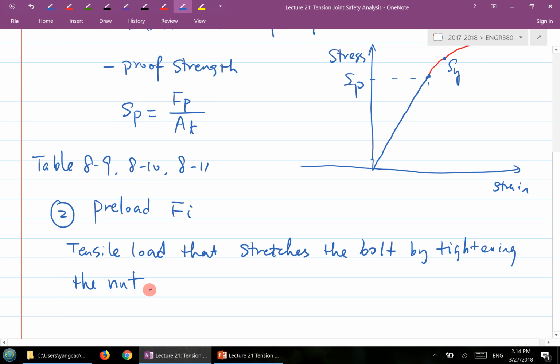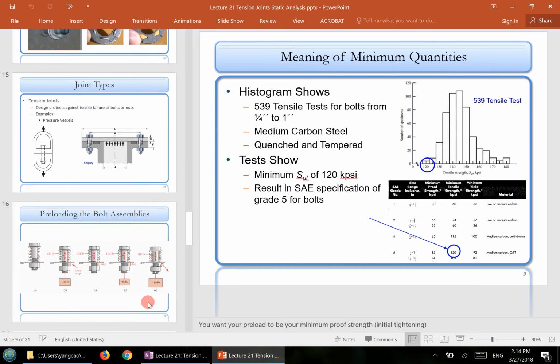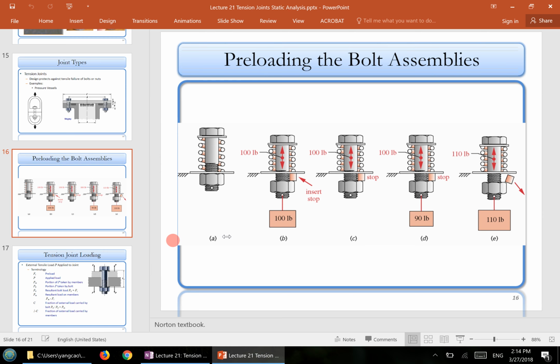Okay, so that's the preload concept here. I'll show you a picture to illustrate why the preload is important. Okay, so this is the picture I want to show you. Take a look at the picture. This is an illustration of the preloading of a bolt set.